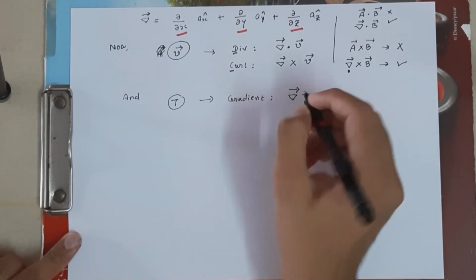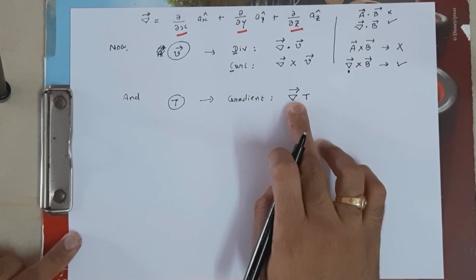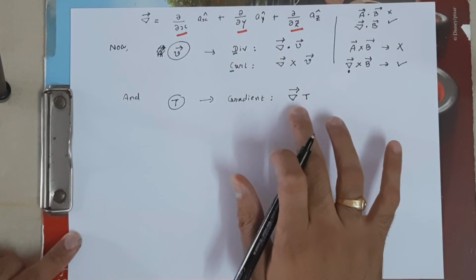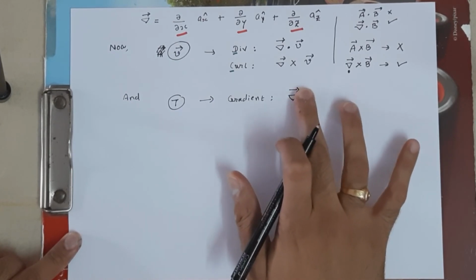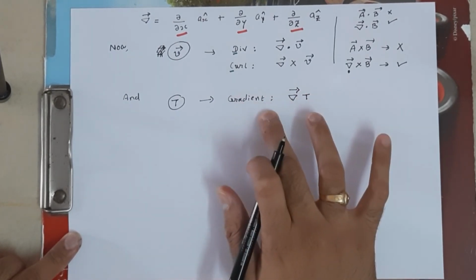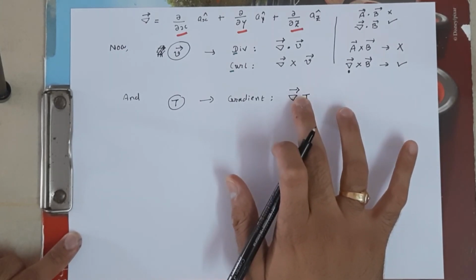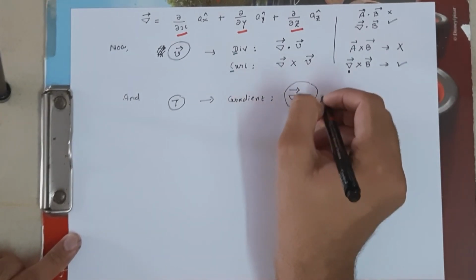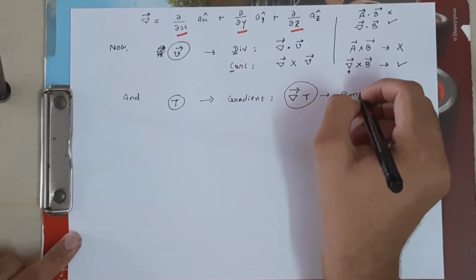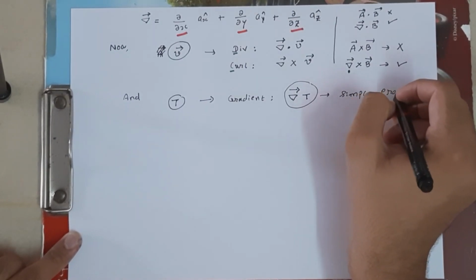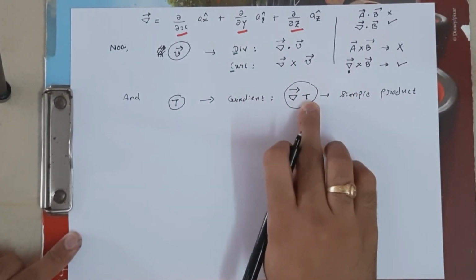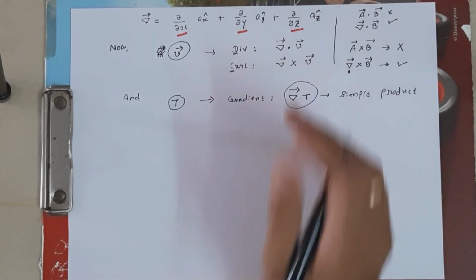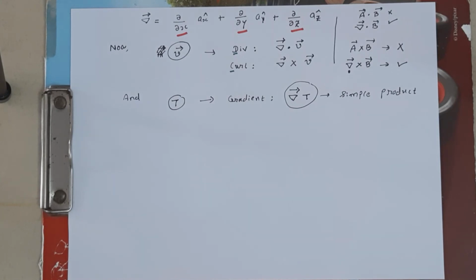It's a simple multiplication, not a dot product. It's a simple product. So if you do the simple product of any scalar quantity with the del operator, it is known as gradient. It's not a dot product, it's not a cross product, but it's a simple product. So here are the few definitions of divergence, curl and gradient.